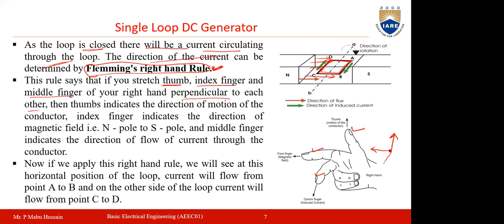That means this may be either inside this paper or outside this paper. This thumb will be pointed towards the motion of the conductor. We have to place the direction of the thumb as the direction of your movement, and you have to place the index finger in the direction of your magnetic field. In such a case, the middle finger will represent the direction of current flowing through the conductor.